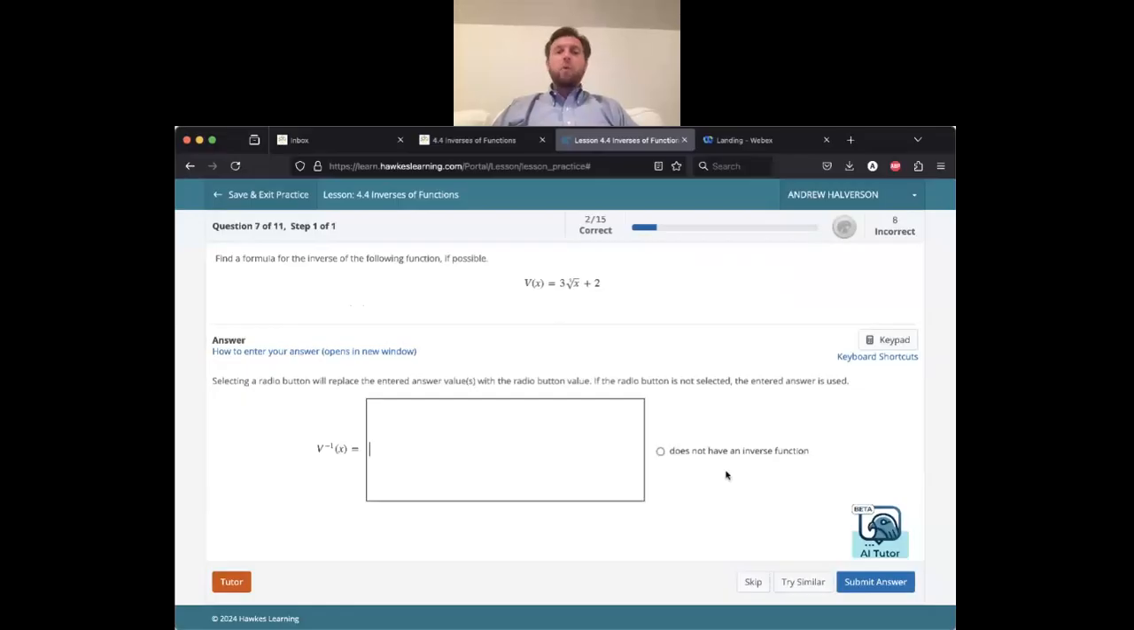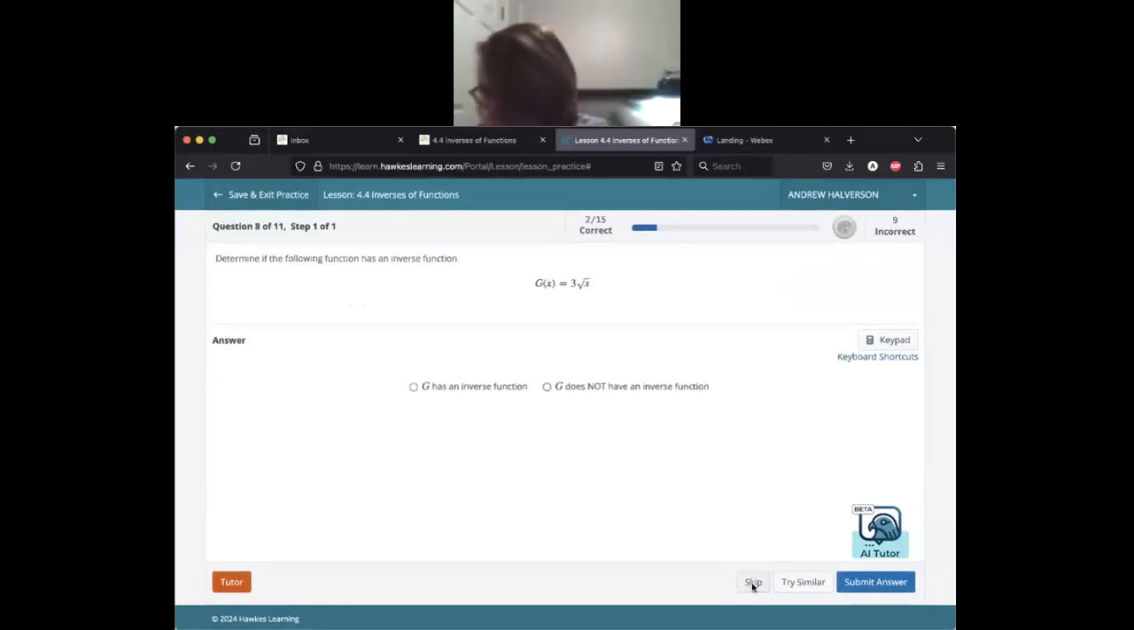Okay, so more of the same here. Find the inverse, find the formula of the inverse. Really nothing new at this point. Okay, determine if the following function has an inverse.